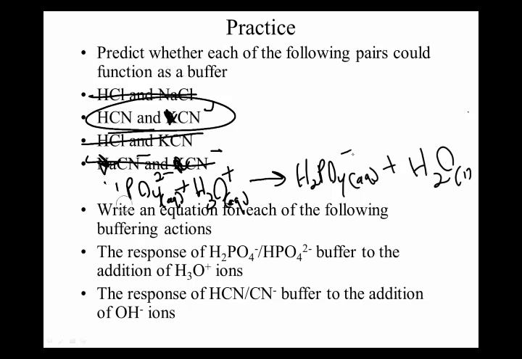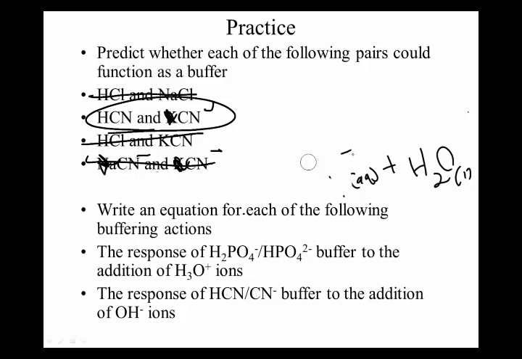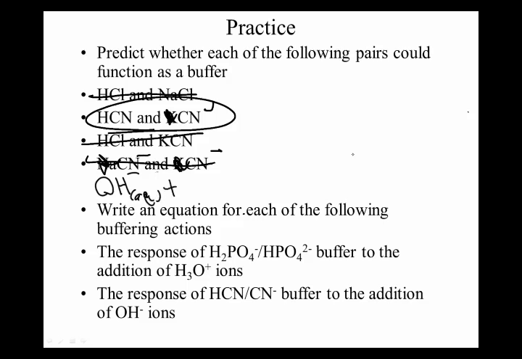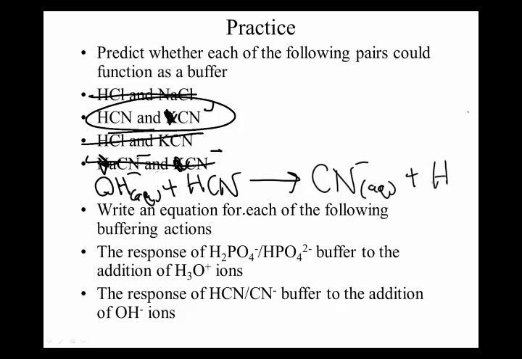The second one is the response of an HCN and CN minus buffer to the addition of hydroxide. So I've got hydroxide. The hydroxide is going to react with which, the acid or the base? The hydroxide, being a base, will react with the acid. The acid is HCN, and that will react to make CN minus, its conjugate base, and water. Excellent. And that's it. That's all I have to say.